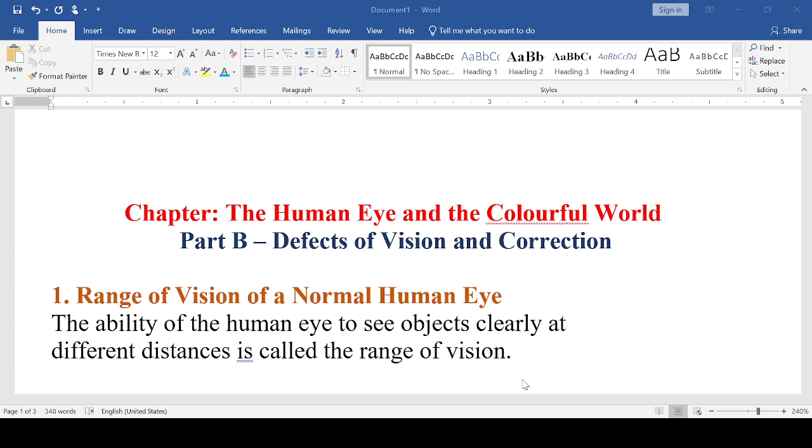We are continuing with the topic called the human eye and the colorful world, part B, defects of vision and correction. In this part we are going to discuss in detail about defects of vision and correction.